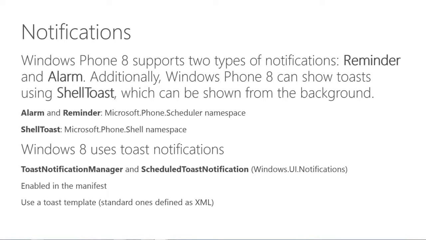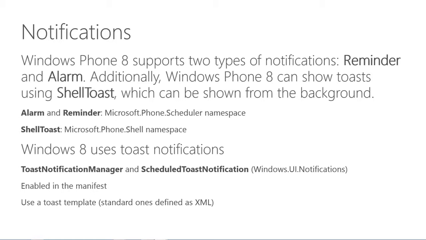Notifications, Windows Phone supports 2 kinds of notifications. There's reminders and alarms. These are ways of bringing information to the foreground so the end user can see it, and this would be in the foreground even when your app is not in the foreground. You can also use toasts to do that, using the shell toast, and that again can be shown from the background. The alarms and reminders are in the Microsoft.Phone.Scheduler namespace, and shell toast is in the Microsoft.Phone.Shell namespace.